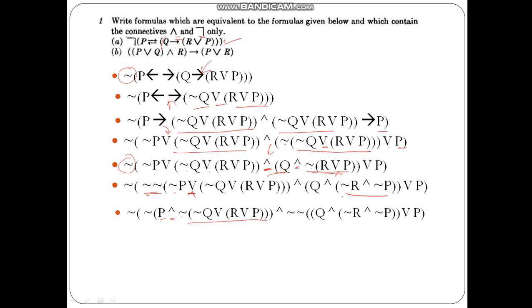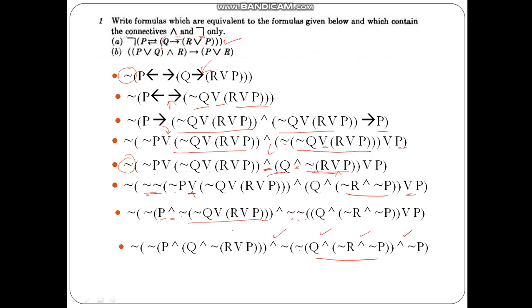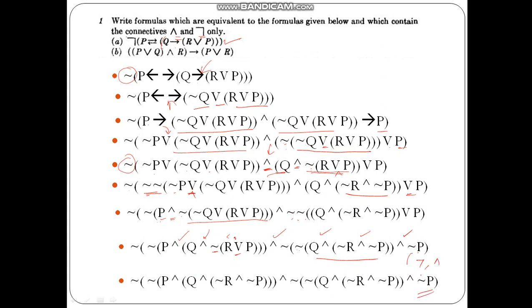Similarly, in order to convert this, I am taking double knot at this side, and in my next step I will take this inside, so knot of this complete formula and not P. Now here it is an and, here it is an and, here it is an and, and there is one or here, so I have to eliminate this or, and this negation is outside, so I will take that negation inside. This is the formula which consists of only not and. So this is the required answer.